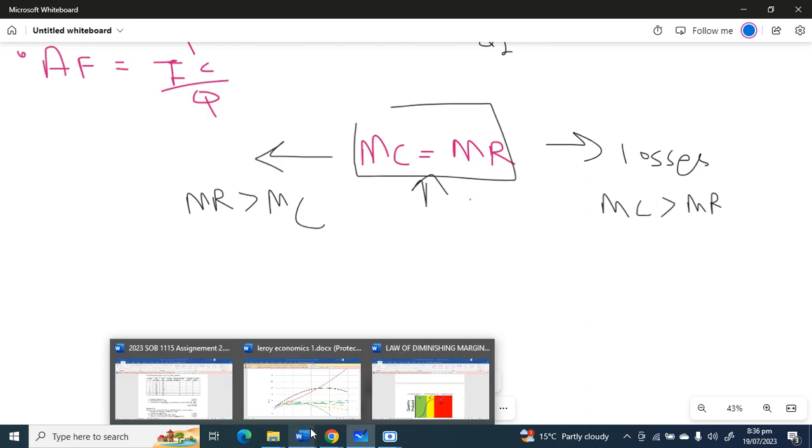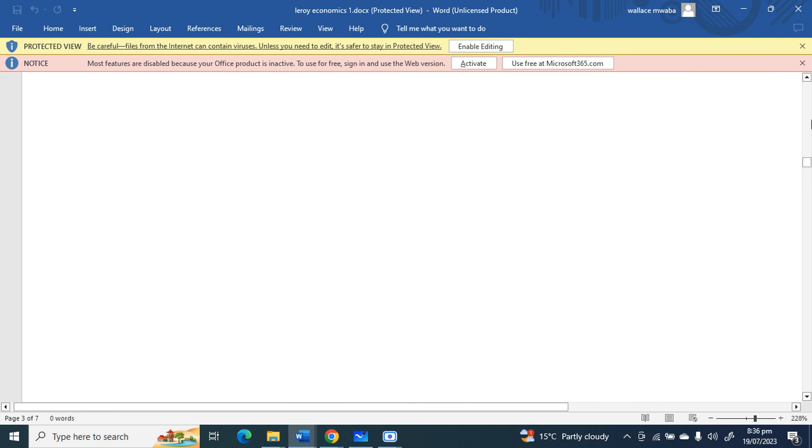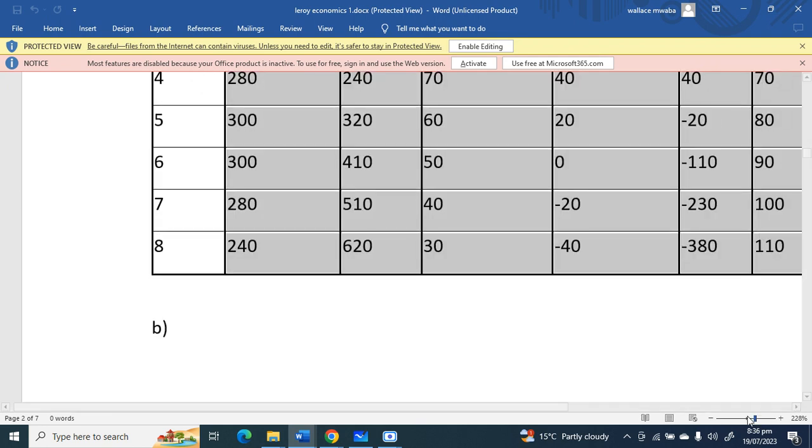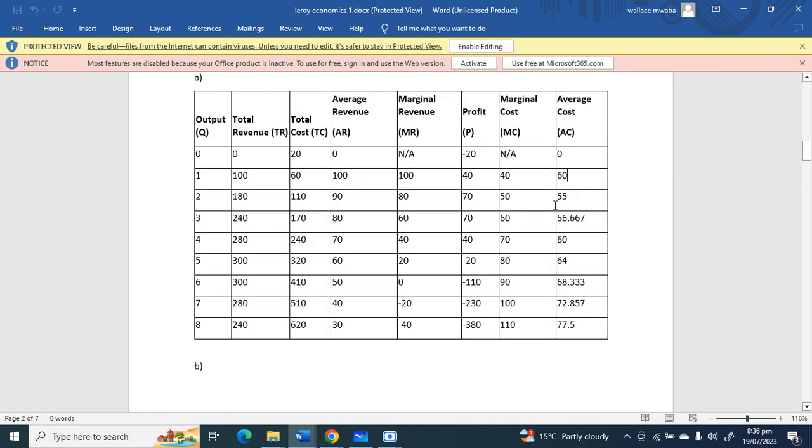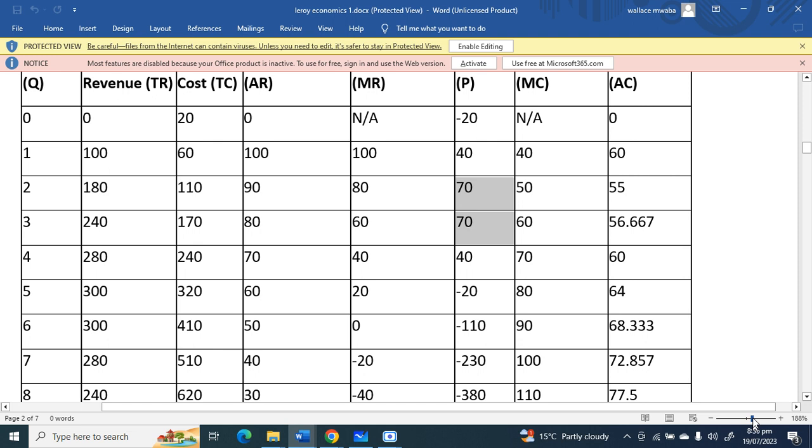So we go to our table and we're going to see what is the highest profit that can be made by this company. The highest profit is 70 kwacha. So here at 70, is it at the point where marginal cost equals marginal revenue? Yes, it is. Here marginal revenue is 60, and marginal cost is also 60.